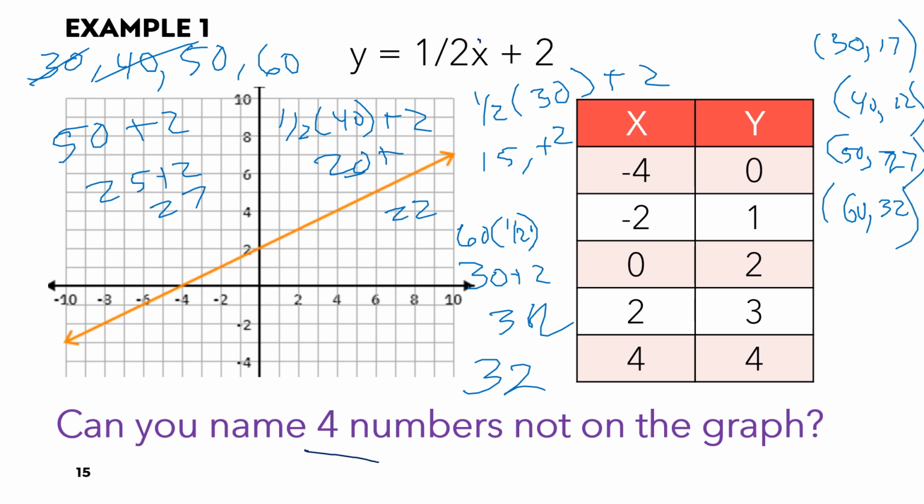The reason I picked multiples of 10 is because it's easy to figure out half of 30, 40, 50, or 60. You might have picked 40, 60, 80, or 100. Whenever you're asked to name or pick, make your work easy. Pick easy numbers. There's nothing wrong with that. It makes your life way better.